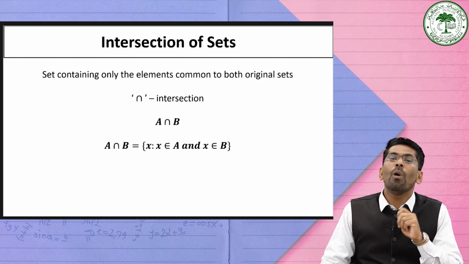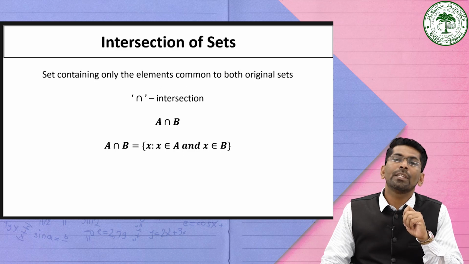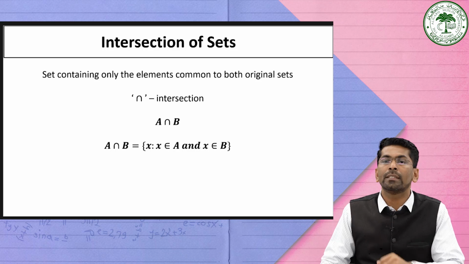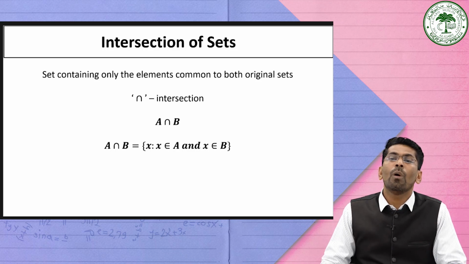If there are no common elements between two sets, then the intersection is the empty set, and the given two sets are known as disjoint sets. That means they have no elements in common, and they are also known as mutually exclusive sets.